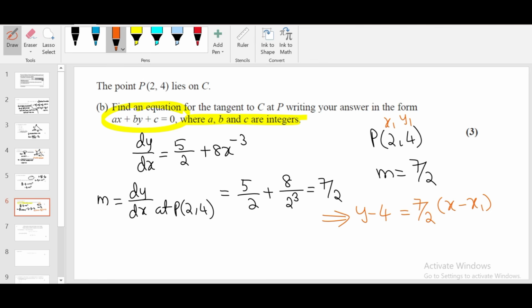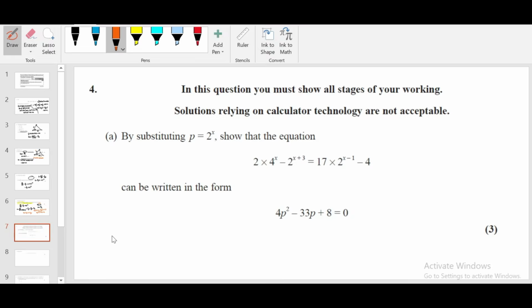Here, 7 over 2. To get rid of the denominator 2, I'm going to multiply throughout by 2. 2y minus 8 is equal to 7x, that's not x1, that's the x coordinate of the point, minus 14. Put everything on one side, you'll get 7x minus 2y minus 14 plus 8, minus 6, is 0. That's all. 3-mark question. So that's question number 3 from differentiation. I'm going to move on to question number 4 now.